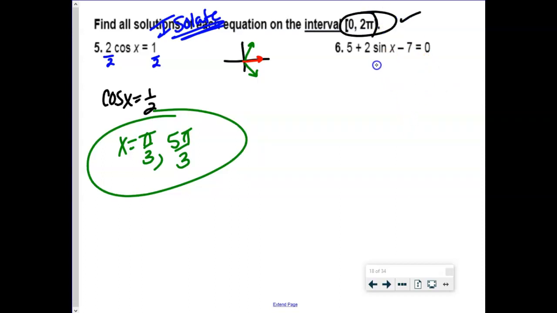Okay. So this next one looks really crazy, but again, I only see a single sine function in the whole dang problem. So this is another isolating one. You're going to add 7 and subtract 5, so you're really just adding 2. So you got 2 sine x equals 2. So divide by 2 on both sides, and sine x equals 1. Where are the places where sine is 1?